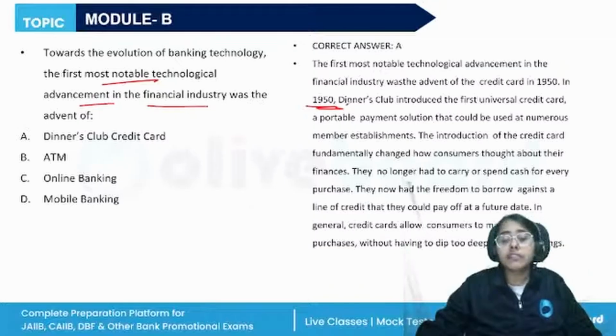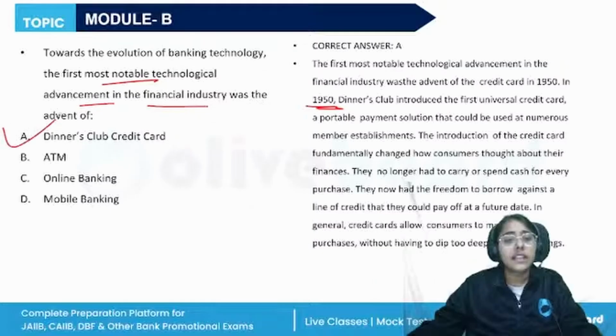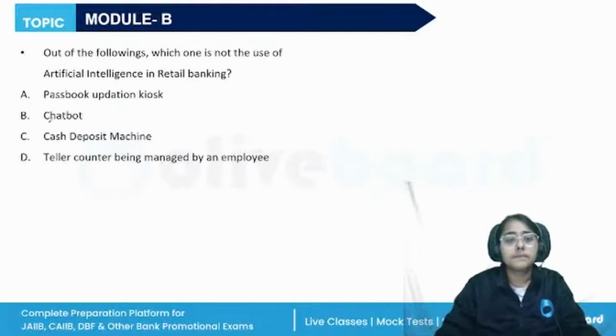Then in 2011 we saw Google Wallet, in 2014 we saw Apple Pay, and fingerprint authentication and Touch ID in 2015. So the correct answer is Diners Club credit card.